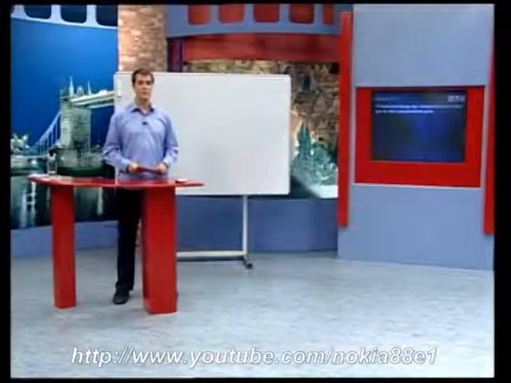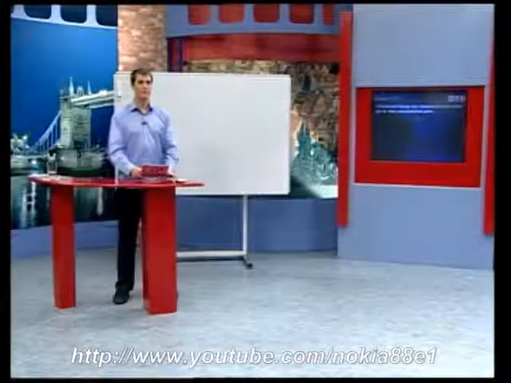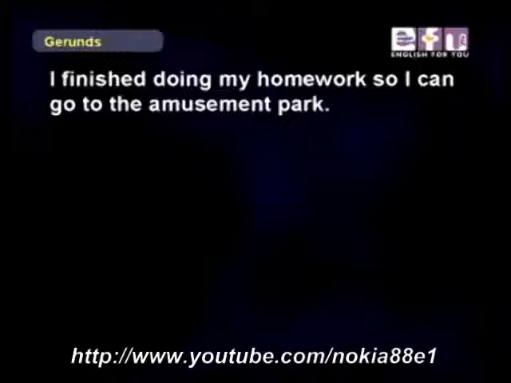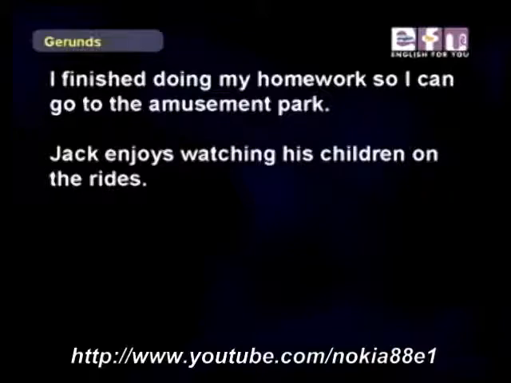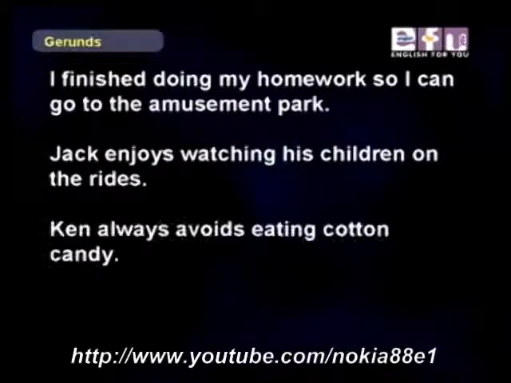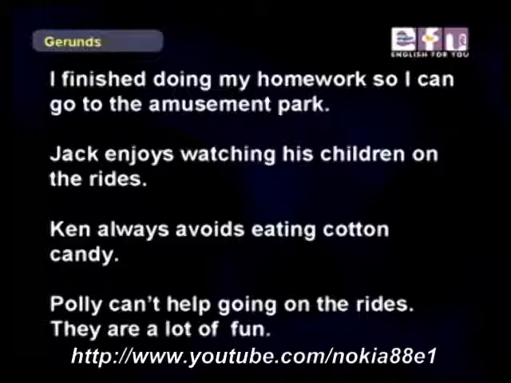Let's review gerunds as the object of a verb. For example, I finished doing my homework so I can go to the amusement park. Jack enjoys watching his children on the rides. Ken always avoids eating cotton candy. Polly can't help going on the rides. They are a lot of fun.